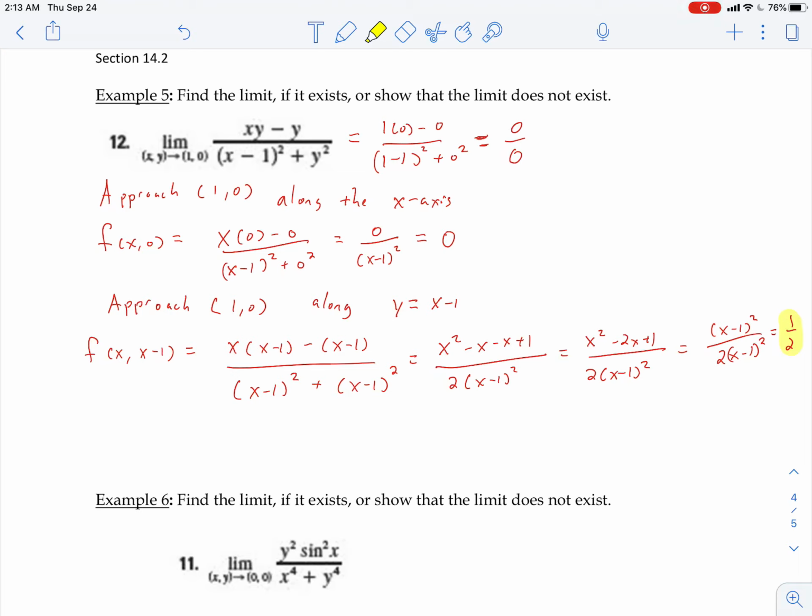Notice that now, since I'm approaching along a different pathway, that limit goes to 1/2. And when I approach the same value, 1, 0, from the x-axis, I get 0. Because I have two different limit values, the limit does not exist.